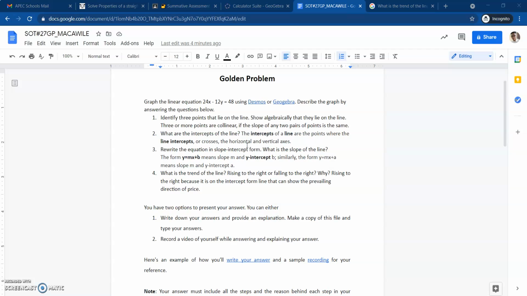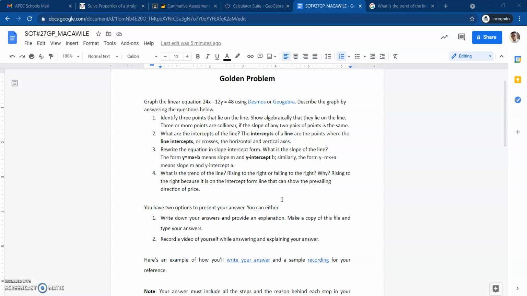In here it says identify 3 points that lie on the line algebraically. 3 or more points lie on a line if the slope of any two pairs of points is the same. Okay? What are the intercepts of the line? The intercepts of a line are the points where the line intercepts or crosses the horizontal and vertical axis.